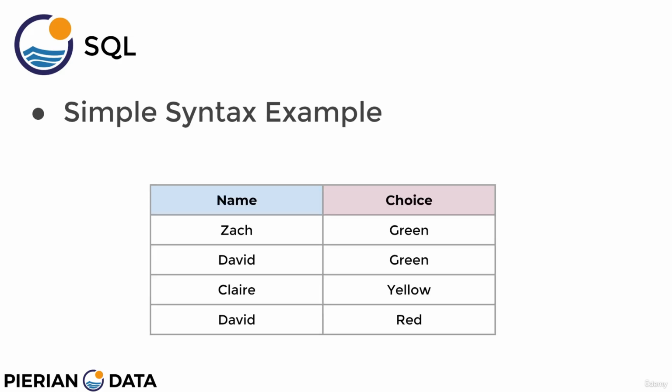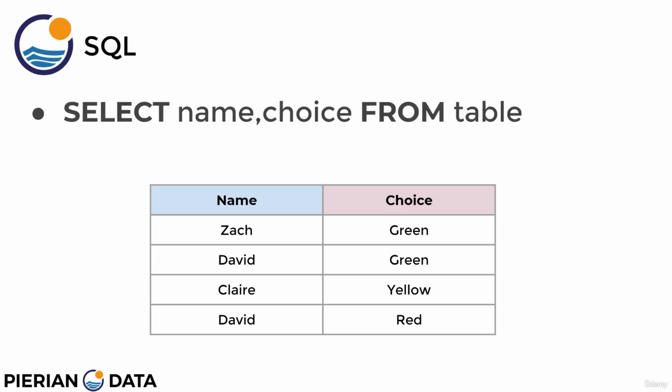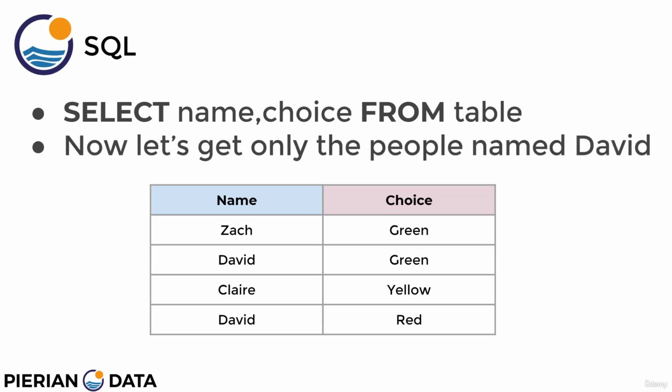So let's actually walk through the very basic syntax of what this would look like. And we'll do this with the example table we saw before, where we have some names and some color choices. So in order to get back both columns from the table, we could just say something like select the name, choice columns from table. So now let's try to get only the people named David.